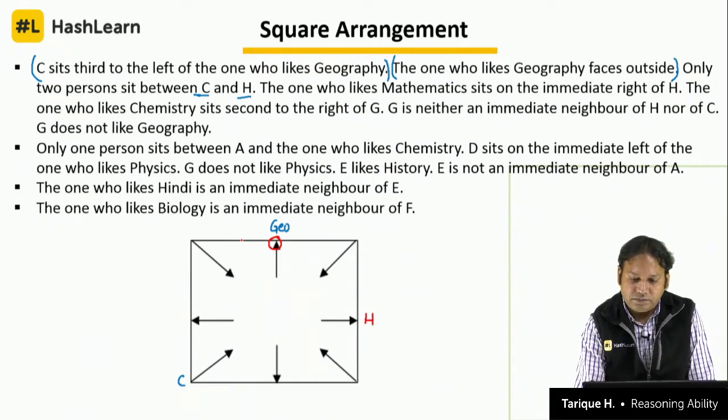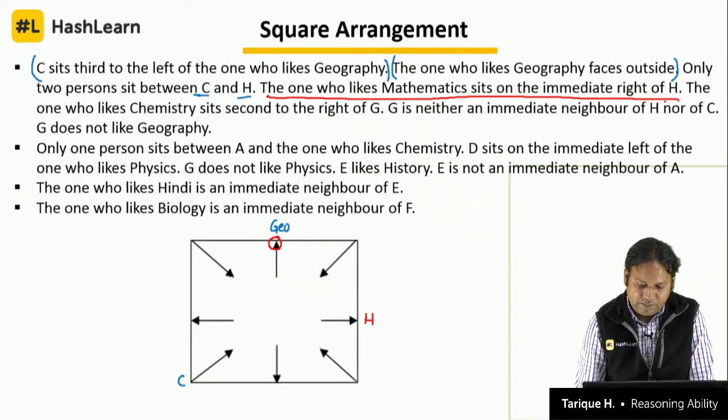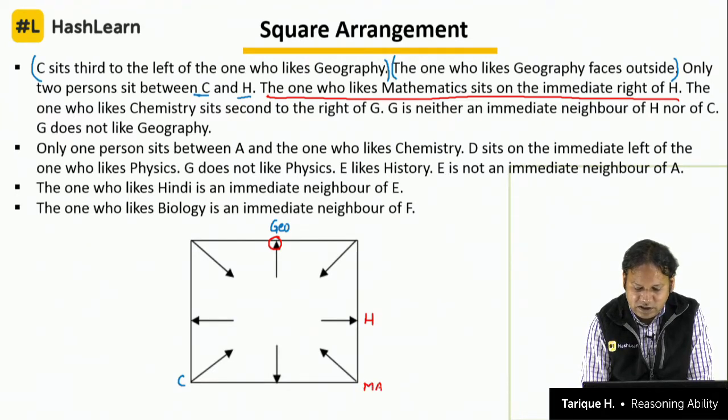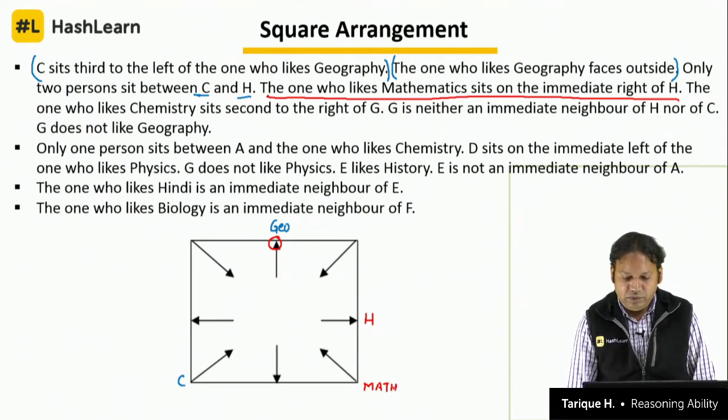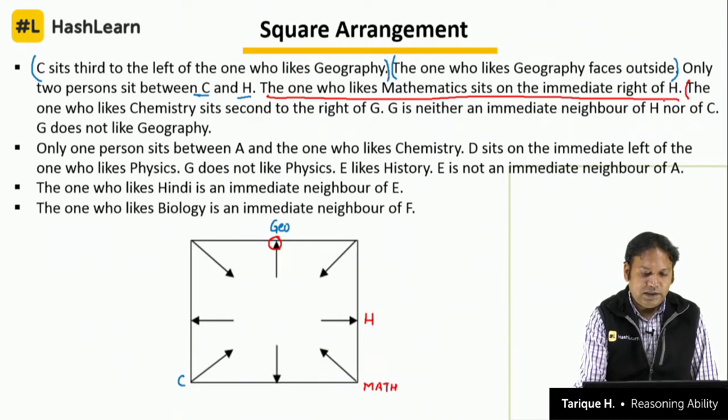Okay. Now the one who likes mathematics sits on the immediate right of H. So if you take this as H, the immediate right of H is this one. So the one who likes mathematics, this is again a case, because this is based on the case we have taken earlier. Okay. So the position of mathematics is here, that is one thing that we should know. The one who likes chemistry sits second right of G.